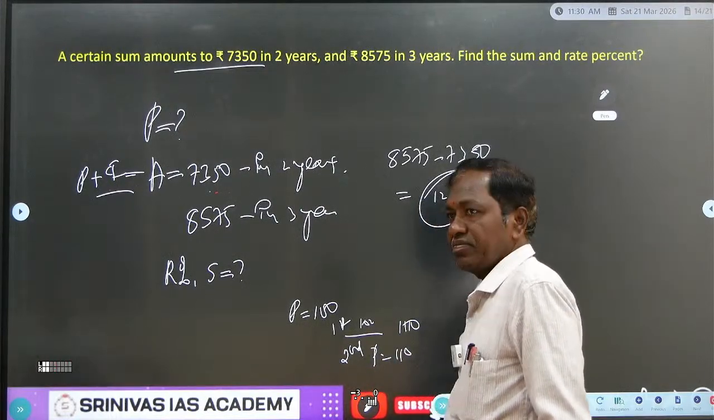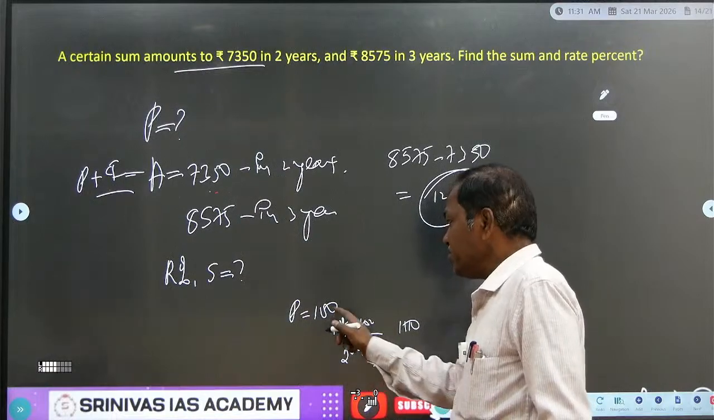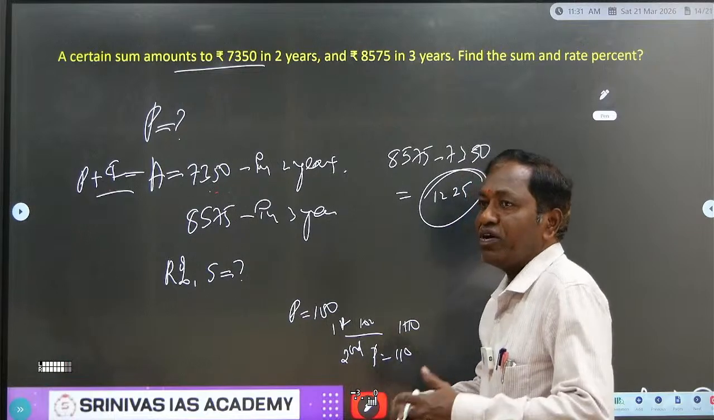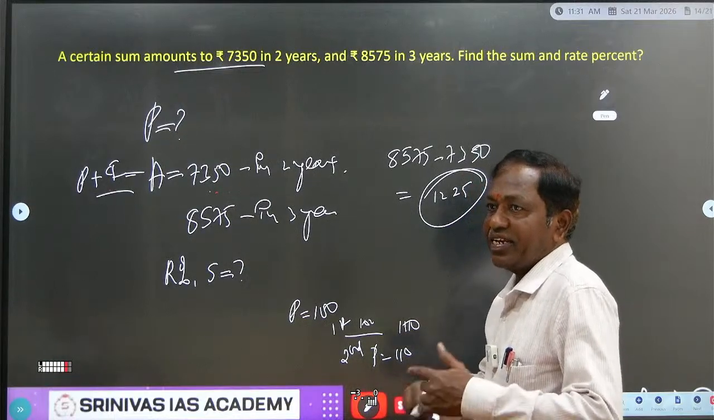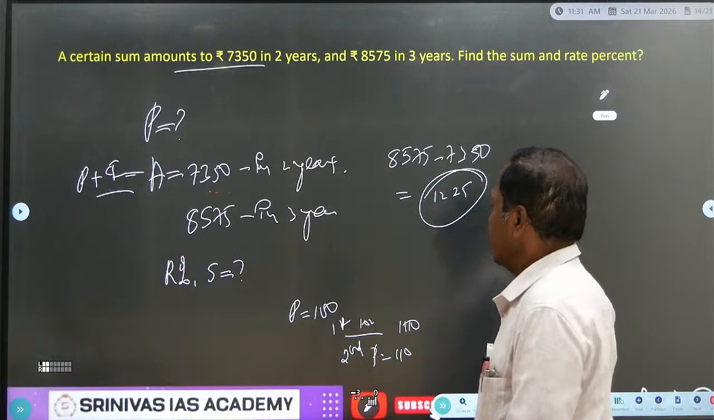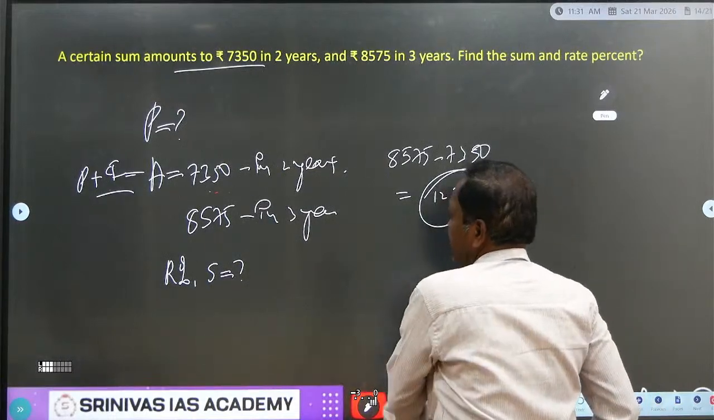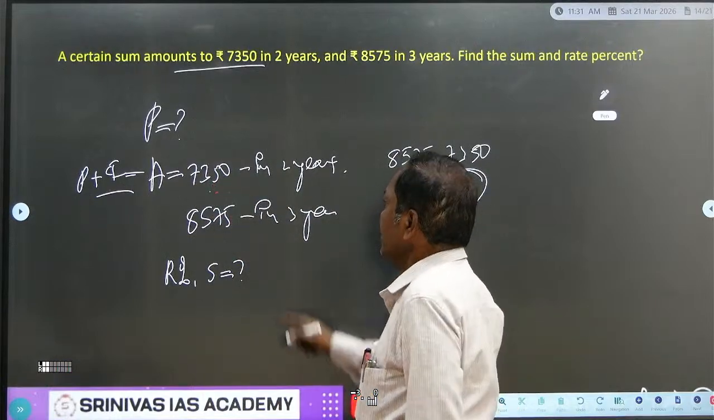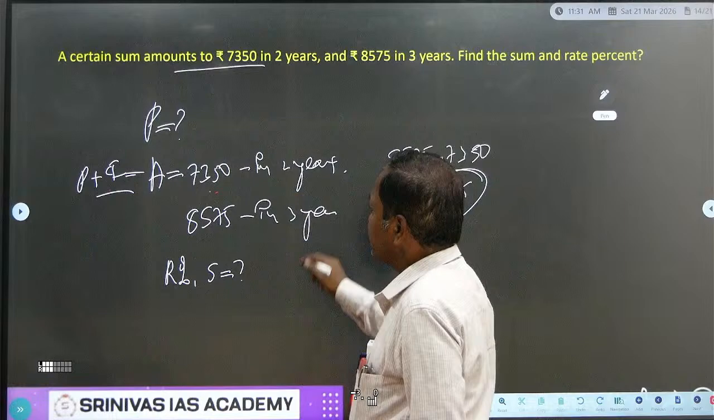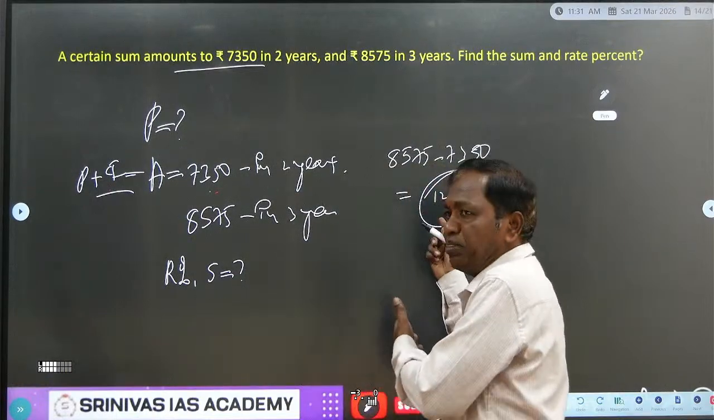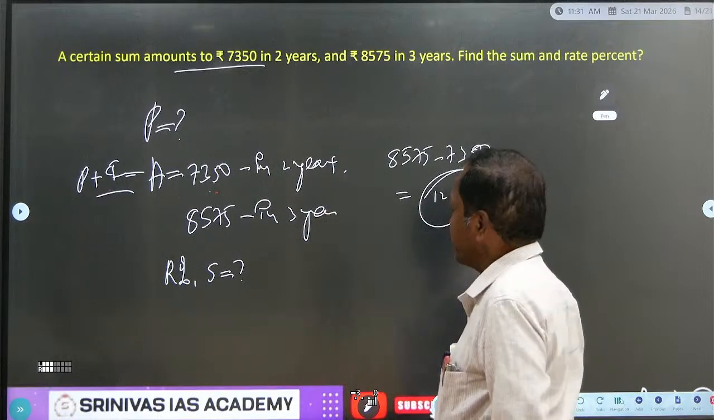For the 2nd year, P becomes 110. In simple interest that will not change; 100 only will be taken. Compound means calculating on the revised money. That's why after 2 years, for the 3rd year, this is the principal money. Then the difference for 1 year is so much money, and you can calculate it like simple interest only.